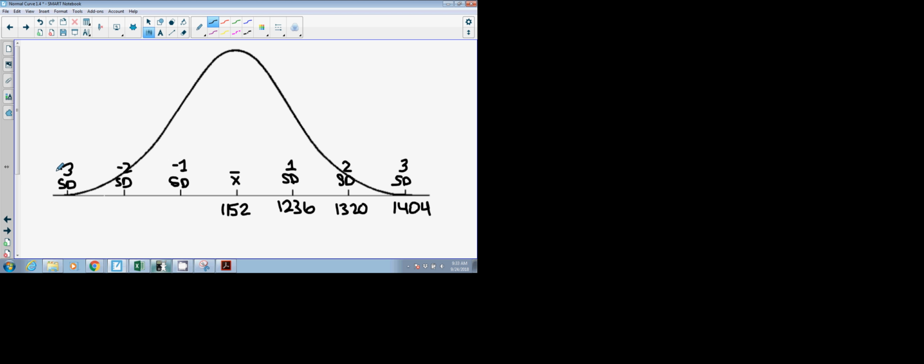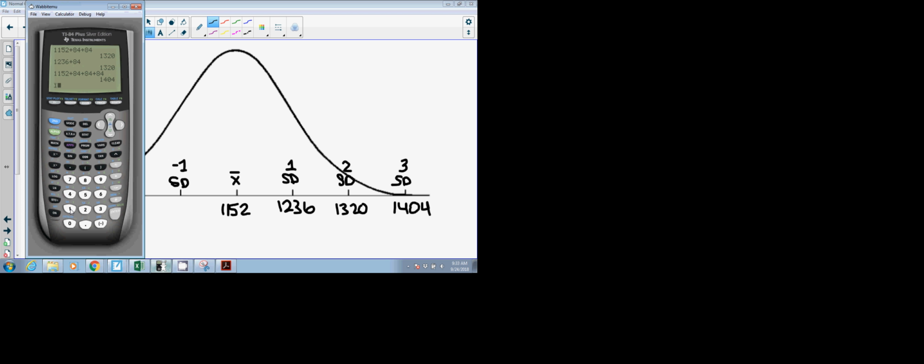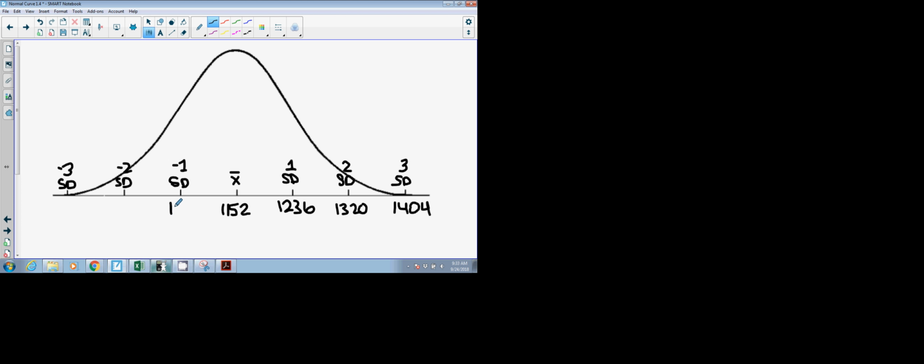To do the negative standard deviations, we're going to do a very similar process, but now we're not above the mean, we're below the mean, so we're going to subtract. So 1,152 minus a standard deviation of 84 will give us our -1 standard deviation. So our -1 standard deviation value is 1,068 pounds.